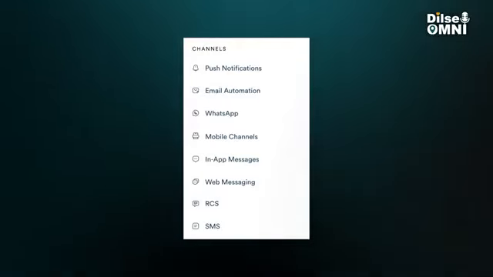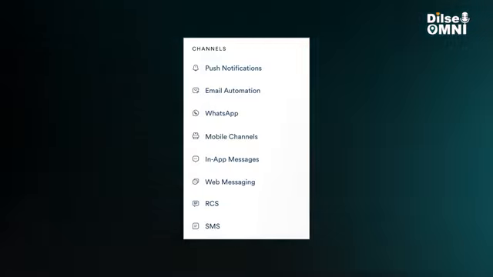WhatsApp is a very popular channel. It's very expensive right now, but WhatsApp is a great channel, right? Obviously, most Indians, South Americans, Southeast Asians, we kind of wake up and we look at WhatsApp. So it has become a preferred channel. Push notifications are free. Email is a great channel.